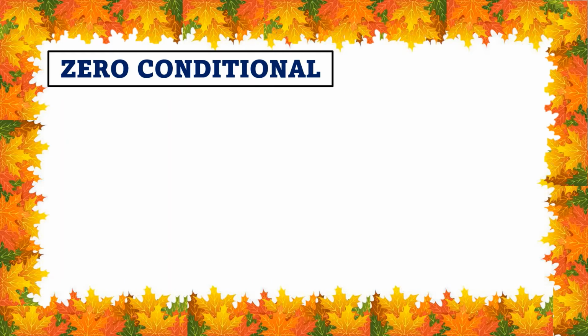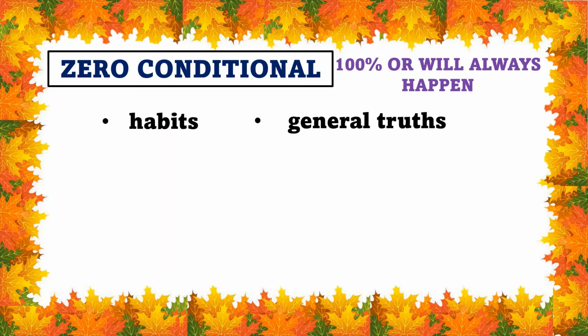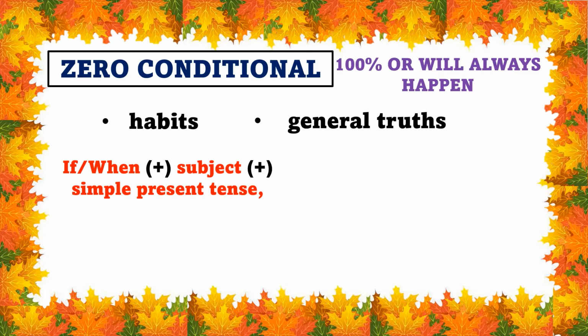Let us now learn zero conditional. Remember that zero conditional is 100% or will always happen. Zero conditional deals with habits and general truths such as laws. It is formed using this structure: if or when plus subject plus simple present tense, then subject plus simple present tense.